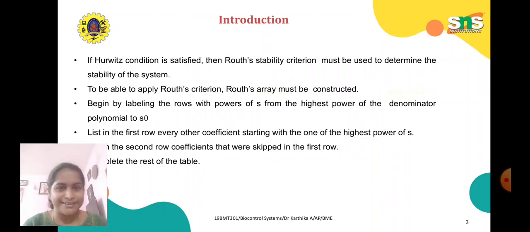That's it. The main thing is, if the Hurwitz condition is satisfied, then the Routh stability criterion must be used to determine the stability of the system, and to apply Routh's criterion, Routh's array must be constructed. That is the main thing.